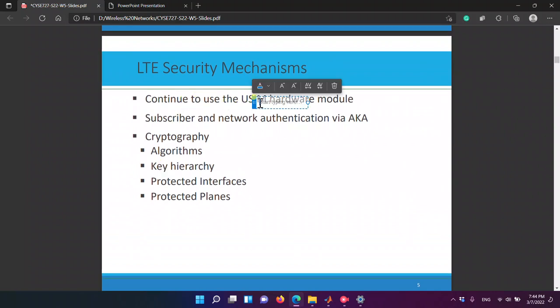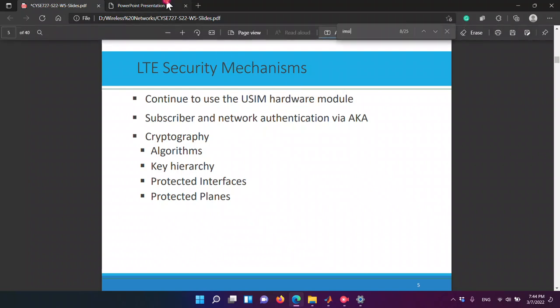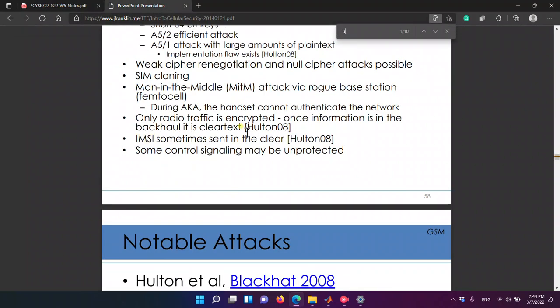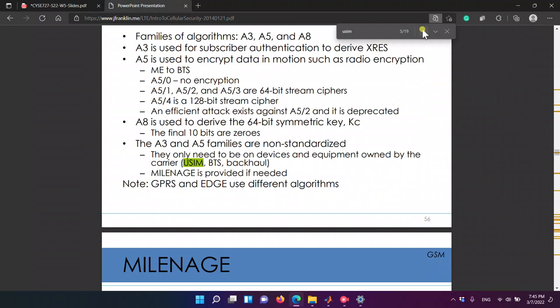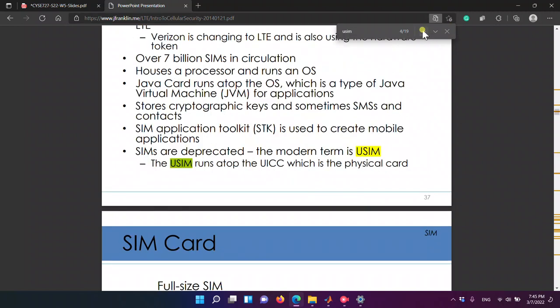Security mechanisms continue to use the USIM hardware module. So what is the USIM? The GSM SIM, now labeled the USIM, runs atop the UICC. Wow, an abbreviation brings an abbreviation. So these are the carrier, I guess.